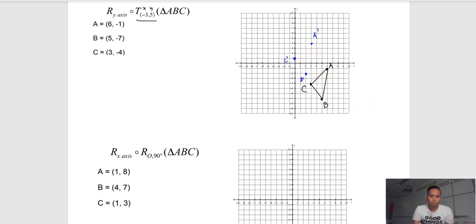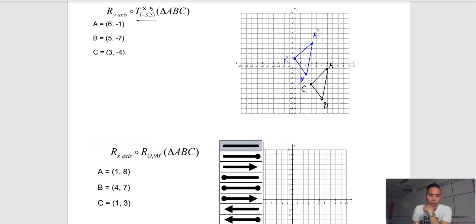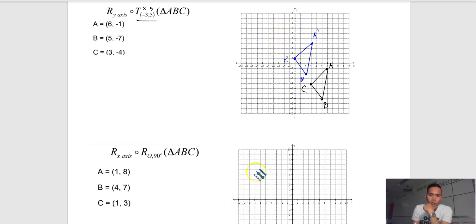Alright, so I'm going to connect these. This is my A prime, B prime, and C prime. Then after that, for the blue here, we are going to, of course, use maybe red for my double prime. It says there the reflection is at the y-axis. So this is my line of reflection here. My line of reflection is at the y-axis. This is the line of reflection, which is the blue color.